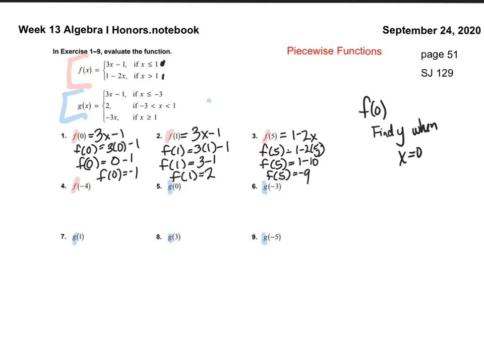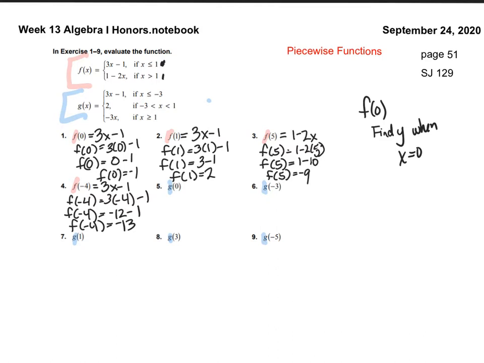One more. Negative 4. Where does negative 4 fall in these categories? Sorry, is negative 4 less than or equal to positive 1, or is negative 4 greater than 1? That would be less than or equal to 1, so I'm going to use 3x minus 1. I'm going to substitute negative 4 in for x. This is just function notation. Negative 12 minus 1. y is negative 13 when x is negative 4.